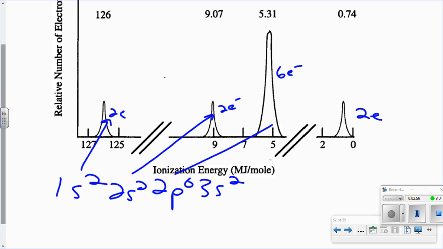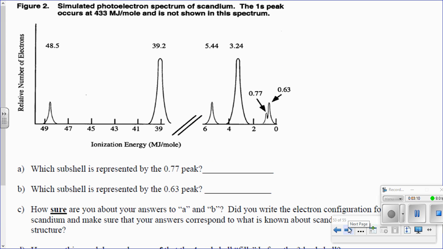It looks like it's magnesium. So that ends in 3s2. That's magnesium. So 2 plus 2 plus 6 plus 2 is 12 electrons, and that's the same as magnesium. Okay? Now check out this one. A little bit different here. So this is scandium. And scandium is element number 21.